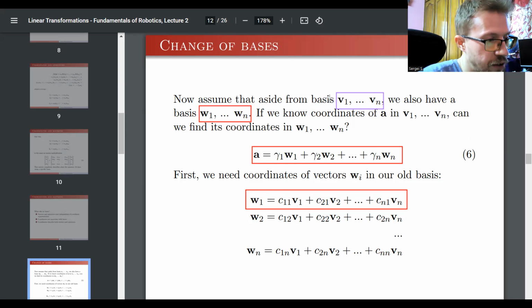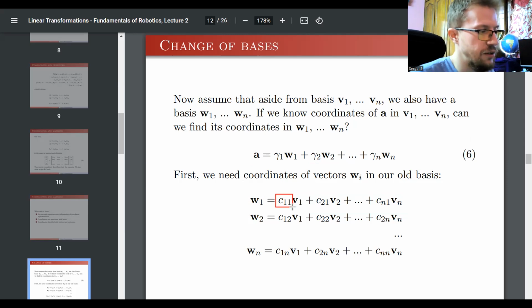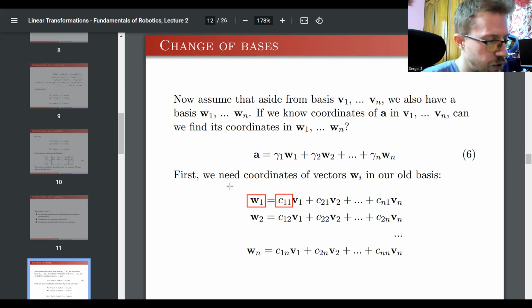And of course, they have some linear combinations that represent them. So those C11, C12, etc., are just coefficients that represent the omega 1 vector in terms of the old basis, the V basis. Okay. So we find how omegas are expressed in terms of basis V. Good.